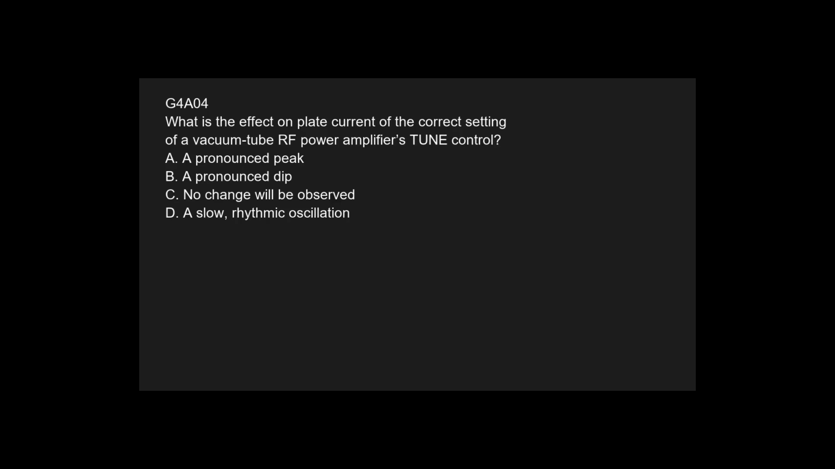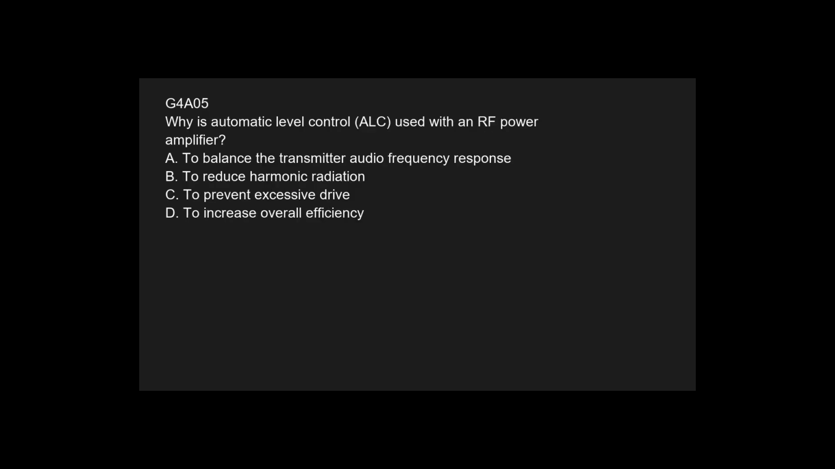Question: what is the effect on plate current of the correct setting of a vacuum tube RF power amplifier's tune control? The correct answer is B. A pronounced dip. Question: why is automatic level control, ALC, used with an RF power amplifier?